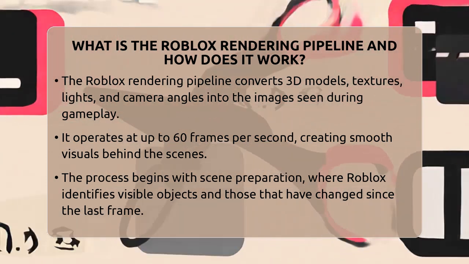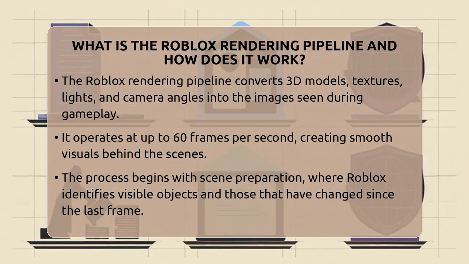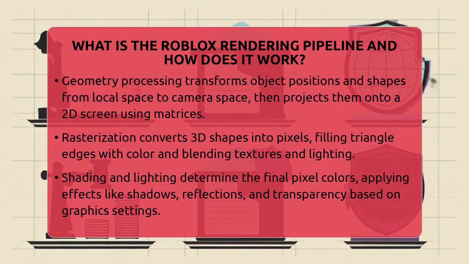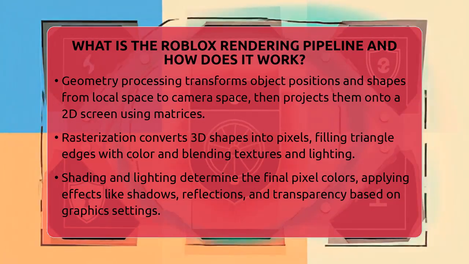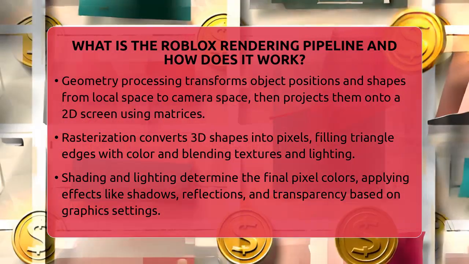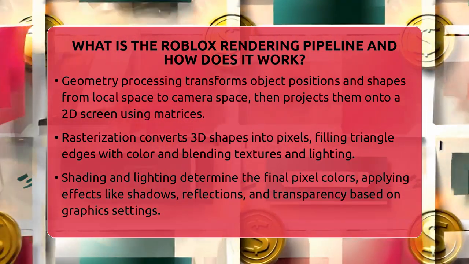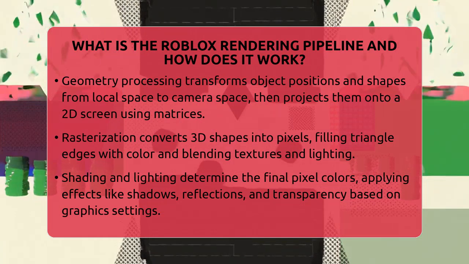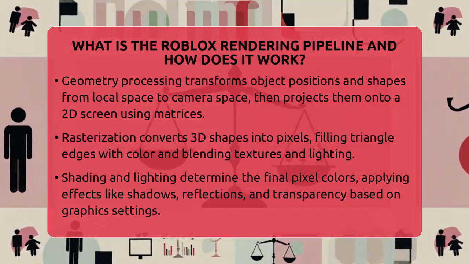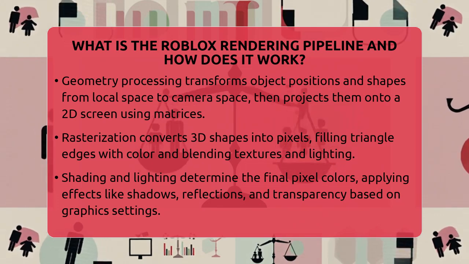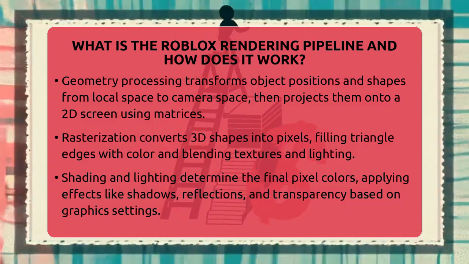Think of it as a factory with different stations, each handling a specific part of creating the final image. This modular setup helps Roblox manage complex scenes efficiently and apply improvements at each step. The first stage is scene preparation. Here, Roblox checks which objects are visible to the camera and which have changed since the last frame. For example, if a player moves a part or turns on a light, the system marks those objects for updates. This way, it only spends time on what really needs to be redrawn, saving resources.